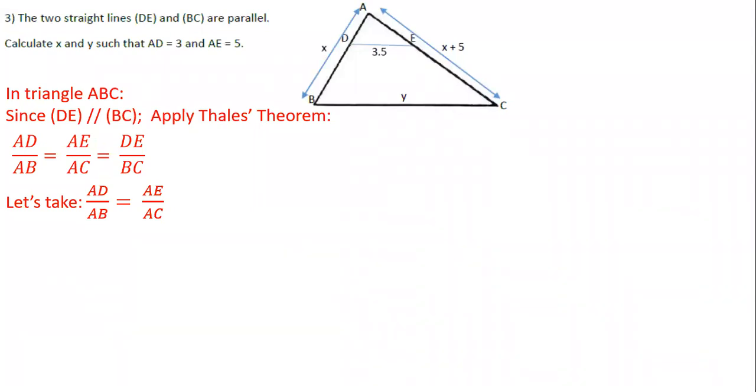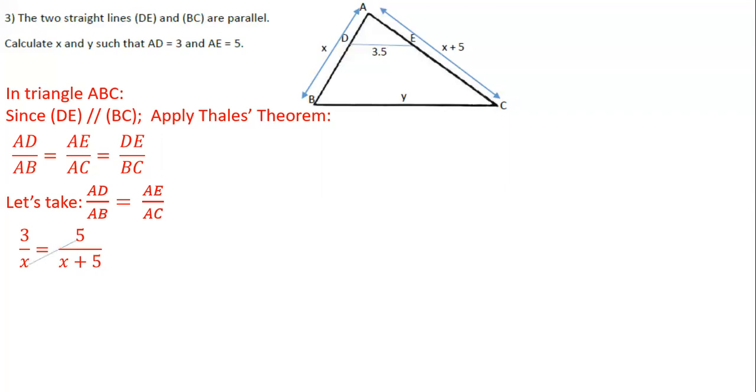X plus 5. AE. Oh no, it's 5. What's the measure of AC? It's X plus 5. So we write this: AD is 3, AB is X, AE is 5, AC is X plus 5. As you can see in this equation, we have only one unknown, Yasmina, which is what? It's X. So what should we do now?